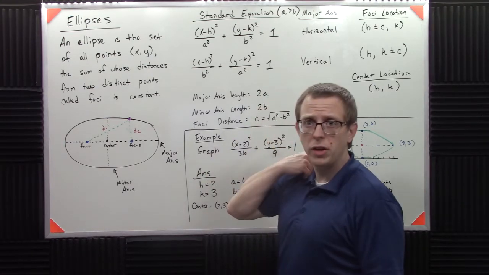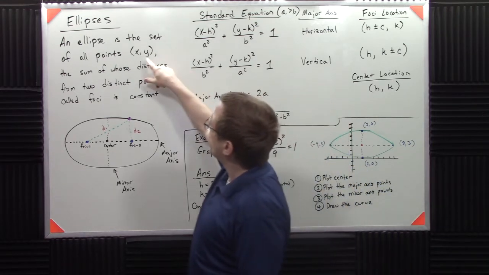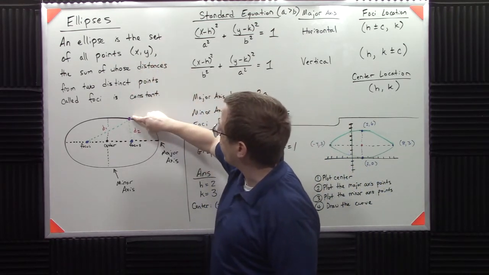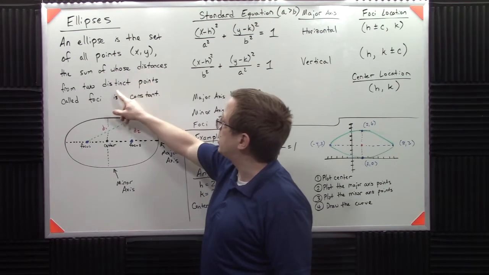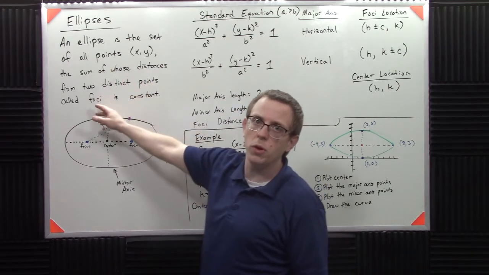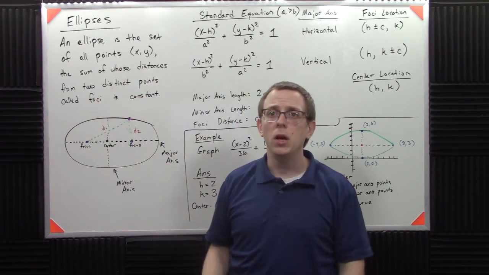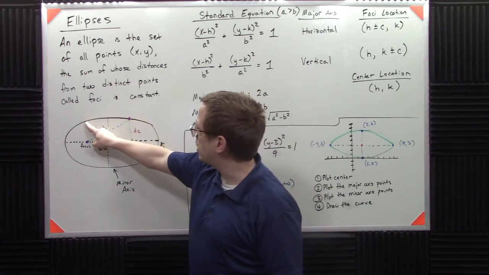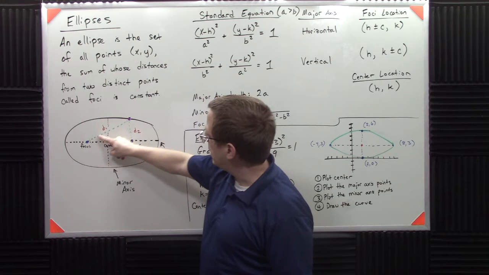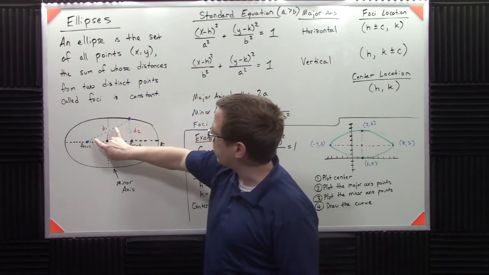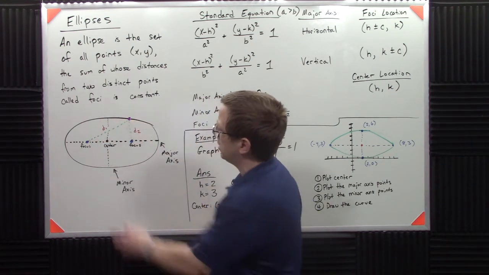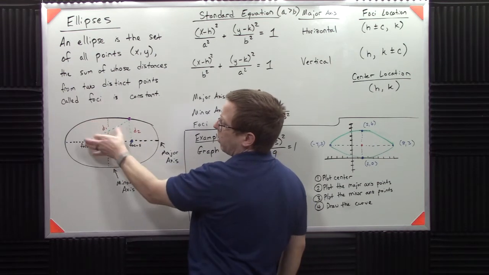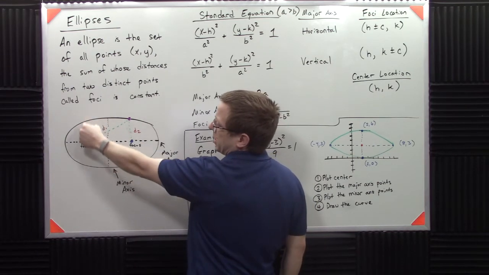So the formal definition of an ellipse is all the points (x, y), so this would be the point (x, y), the sum of whose distances from two distinct points called foci is constant. What does that mean? Well, if I pick this point and this point, and I take this distance and that distance, and I add this distance plus that distance, and I take a point over here, and I take the distance to that point and the distance from that point, it's the same.